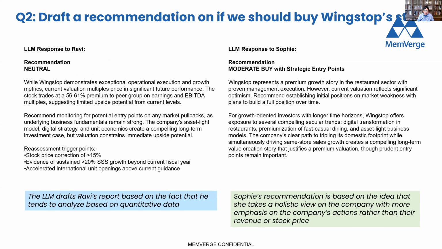And this is a more extreme case, when Ravi and Sophie ask the LLM to help draft a recommendation on whether to buy or not to buy Wingstop stock, based on the personal angle they pay more attention to. The LLM gave different recommendations: neutral for Ravi and moderate buy for Sophie, even though it's based on the same data and same queries, just because it's coming from two different people with different memories. The model could drive towards different answers here.